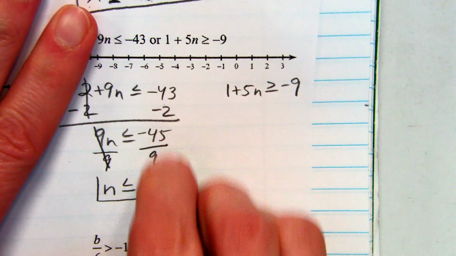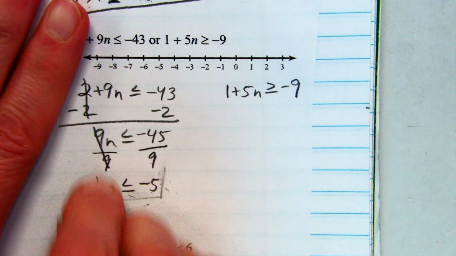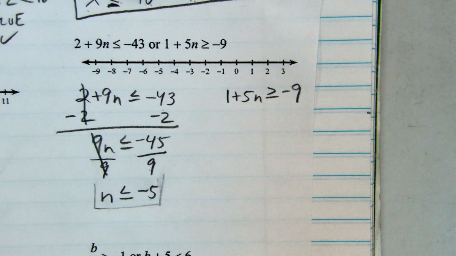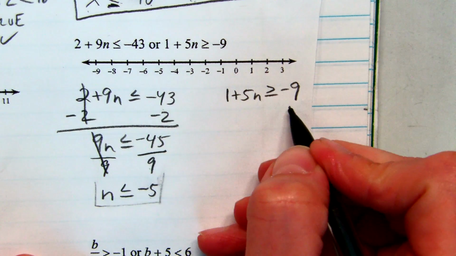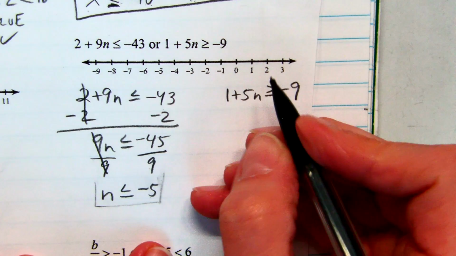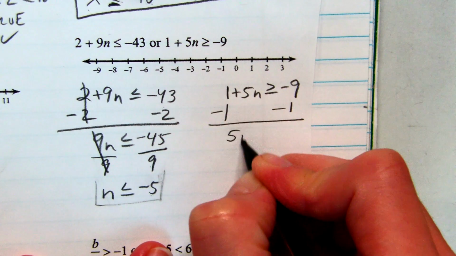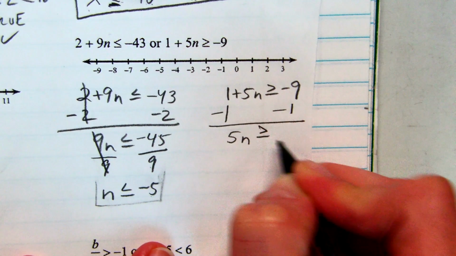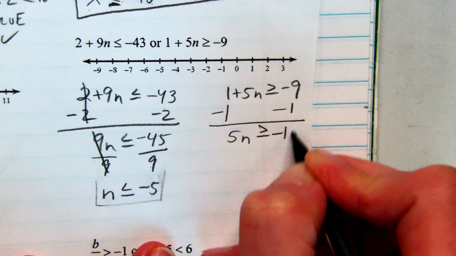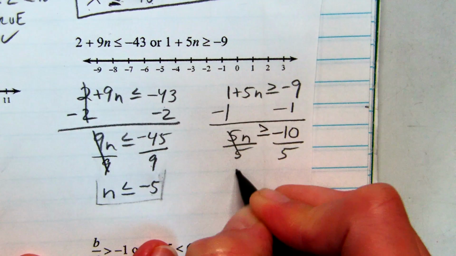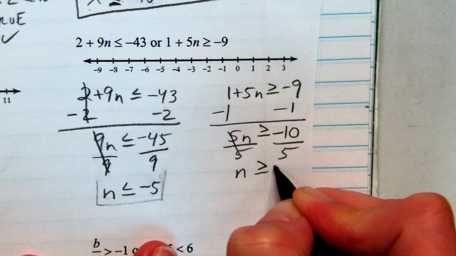Oh, I don't want to box that yet. I started to. We're not done yet. That's what makes this so hard because there's 2 pieces. You have to remember to do them both. Okay, so we're going to solve the next one. It's very similar. We're going to subtract 1 from both sides. We get 5n is greater than or equal to negative 10. Divide by 5, divide by 5. We get n is greater than or equal to negative 2.